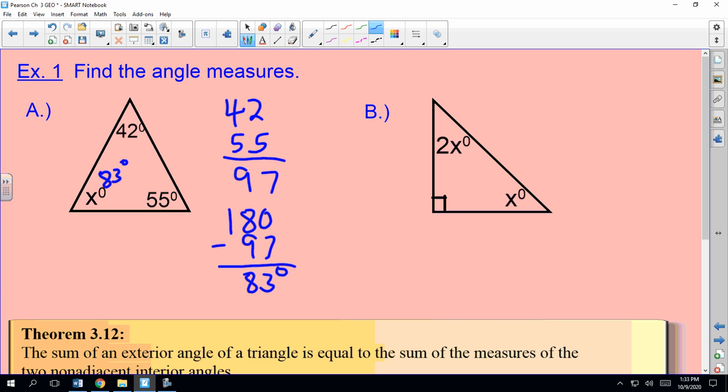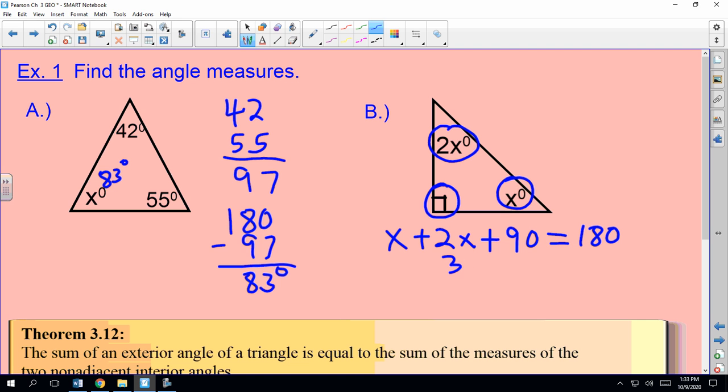If you're given algebraic expressions instead of actual numeric values, we still know the fact that the three angles I've circled have to add up to 180. So I have x plus 2x plus 90 have to equal 180.